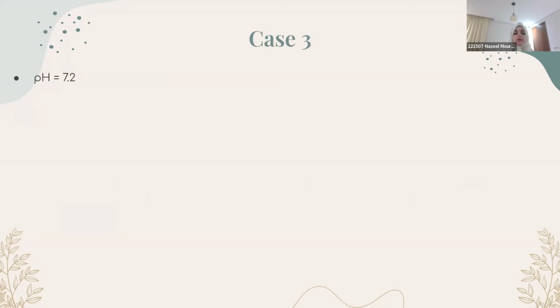All right, so case 3. pH is 7.2 again, PCO2 is 60 again, and your base excess is negative 10. So acidosis, CO2 is telling the truth, but what's happening with your base excess? It's low.